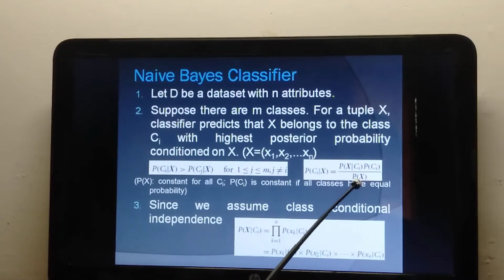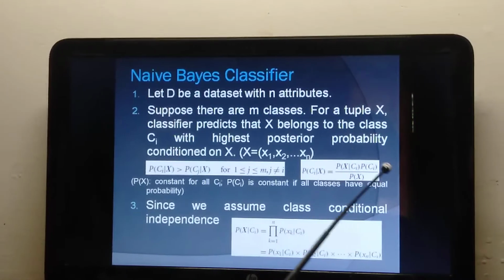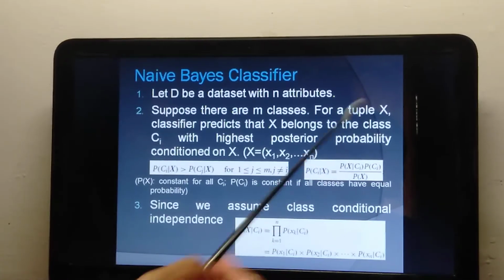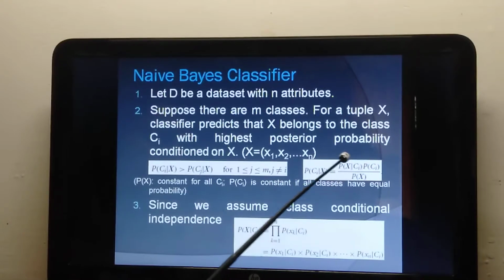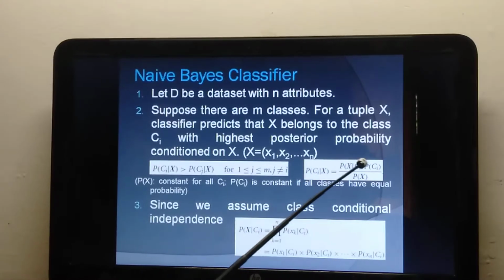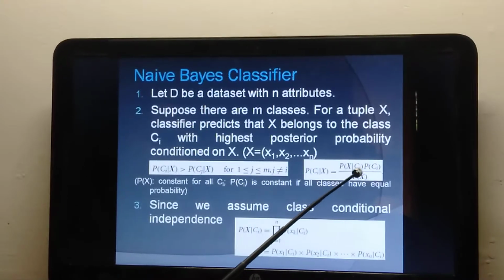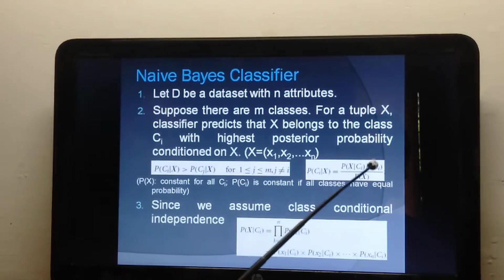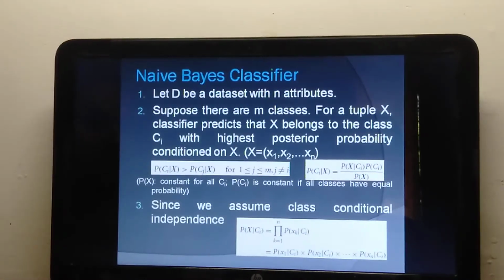Since P of X is common, we are not looking at it. If we maximize the numerator, automatically the value will be greater. So this is what we are looking at: the numerator of the probability of class Ci given X. We have already got the value of the probability of X given class, so that is multiplied by the probability of each class. And then whichever is higher, that is our class.